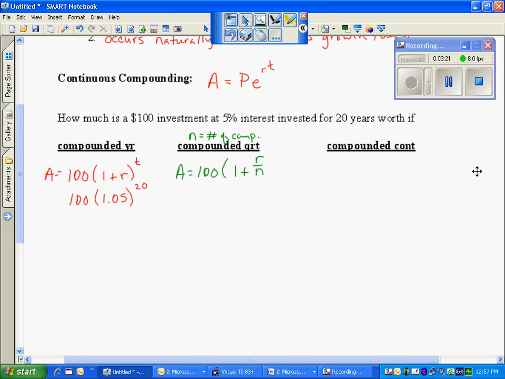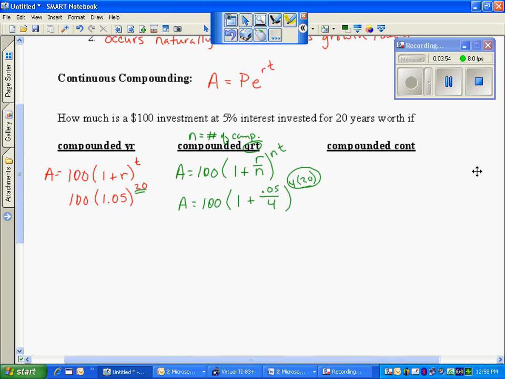And this formula then shows this rate divided by n, and then it's raised to the nt. So computing this, I'm going to have $100 invested, and it's going to be 1 plus my rate divided by 4, because quarterly means 4 compounds, and 4 times 20. So I get interest not computed 20 times in this year. I get a total in those 20 years, not just 20 times, but 80 times.